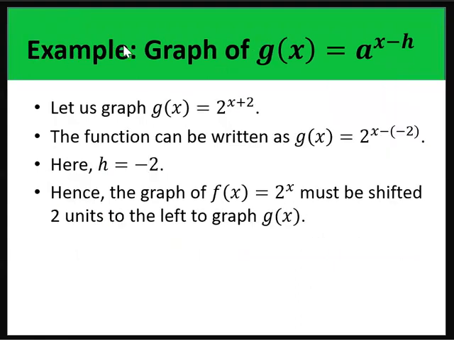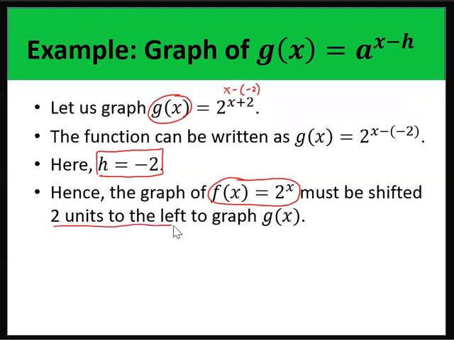So for example, let us graph g of x equals 2 raised to x plus 2. Now, x plus 2 here can be written as x minus negative 2, and this implies that h is equal to negative 2. So that means the graph of g of x is just a shift of the graph of f of x equals 2 raised to x by 2 units to the left.